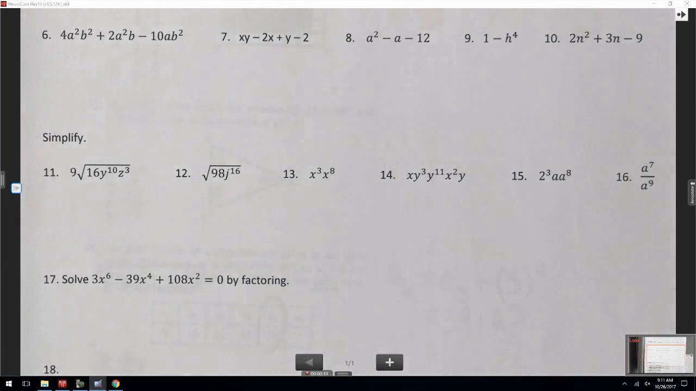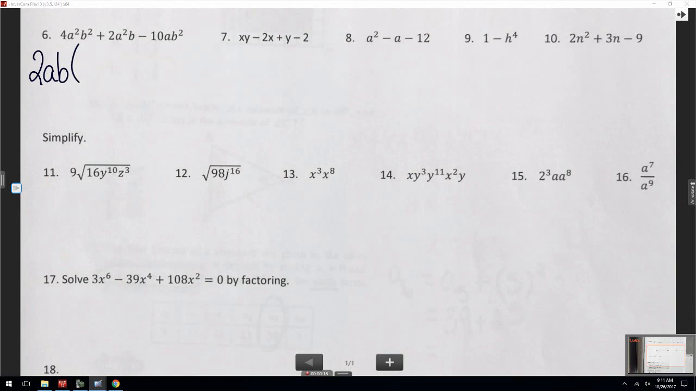Alright guys, Bryson, what was the GCF on number 6? 2AB. 2AB, perfect. Alright, AJ, if I take out a 2AB out of this first term, what do I have left? If I take a 2AB out of this first term... 4 divided by 2 is 2. Okay. How many A's and B's do I have left? There you go.